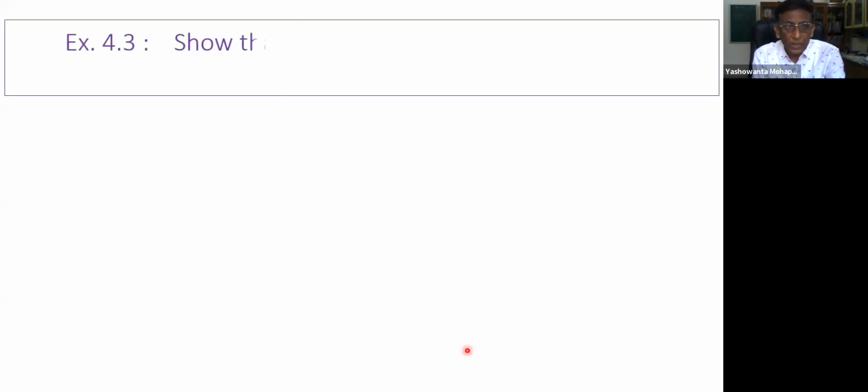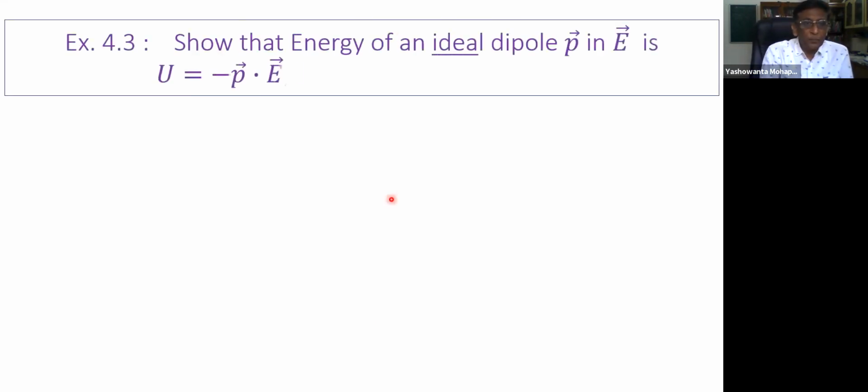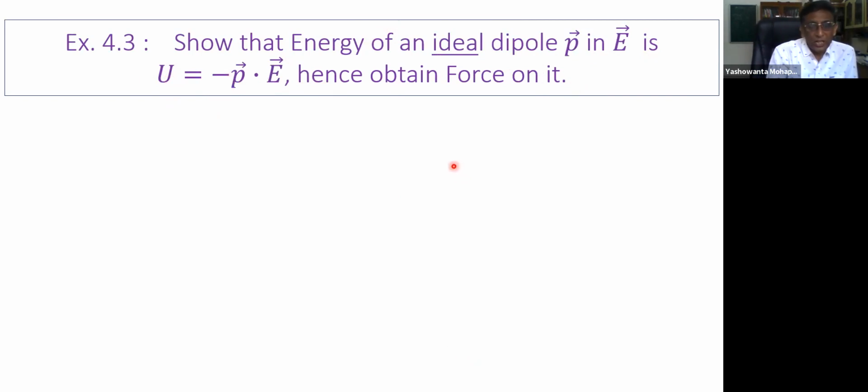So let's take the example: the energy of an ideal dipole P in E is U, that is the interaction energy, minus P dot E, and hence obtain the force on it. I described to you the force because of the non-uniformity of the field, but you could also first find the interaction energy and then obtain the force as minus grad U. Okay, so that also one could do.